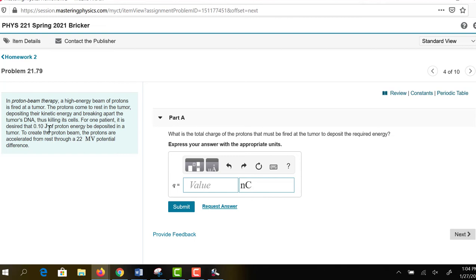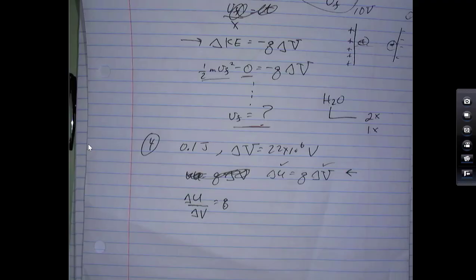Okay, so here's the total energy. Here's the voltage. We could figure out the total charge associated with that. This one we don't actually have to figure out how fast each proton's going or how many protons, although we could if given a little bit more information. Here we just want to know the total charge associated with 0.1 joules of proton energy going through 22 megavolts. Let's take a look at it.